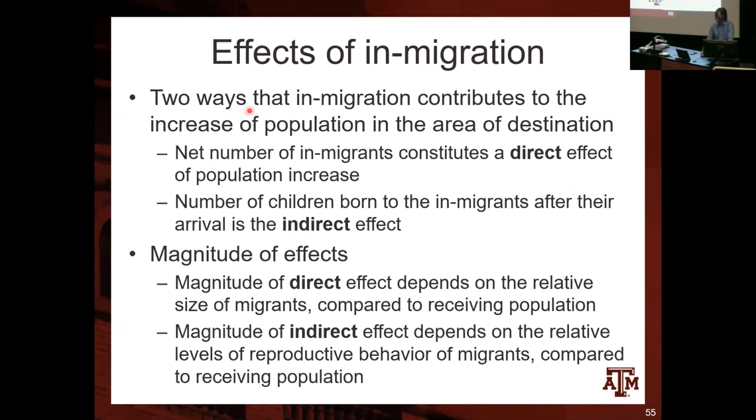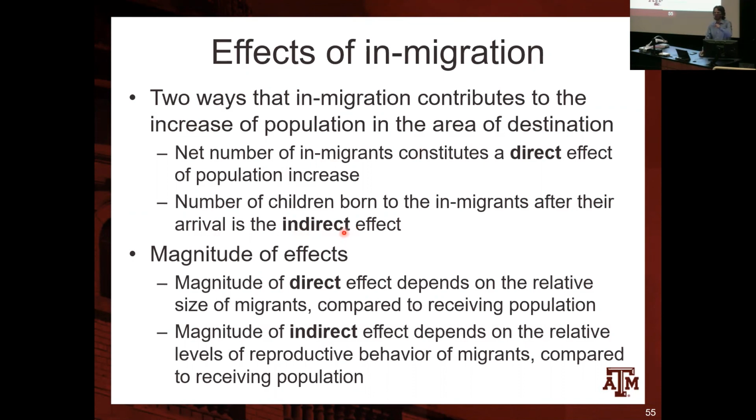There are two ways that immigration contributes to the increase of population in the area of destination. Pretty much the number of immigrants moving to that area, that's the direct effect. And when immigrants move to those areas, they will have children. So the children of immigrants is the indirect effect.